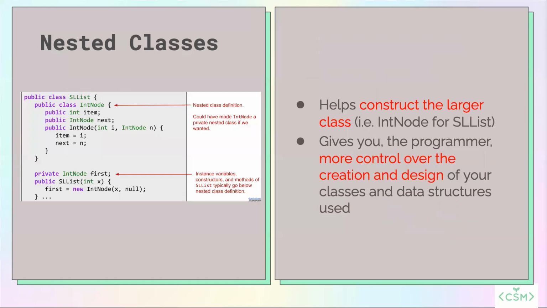Yeah, so here's a more concrete example. I think this was actually taken from the lecture slides, but once again, nested classes just help construct a larger class, like the int node for the singly linked list. And here's an example in code for you guys to visualize that. It gives you, the programmer, more control over the creation and design of your classes and the data structures that you use. So I'll just leave this slide for a little bit. If you guys want to note down this example, I think it's a pretty good example for nested classes in general.